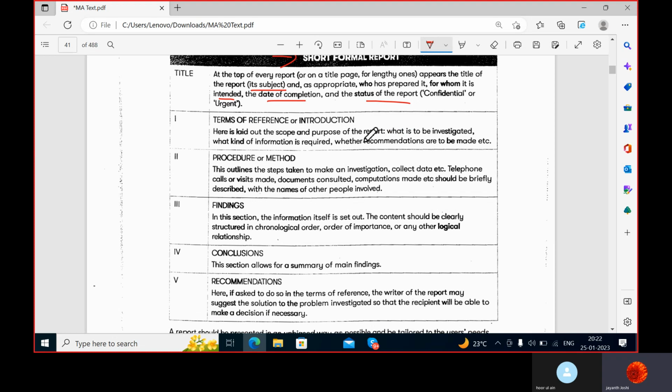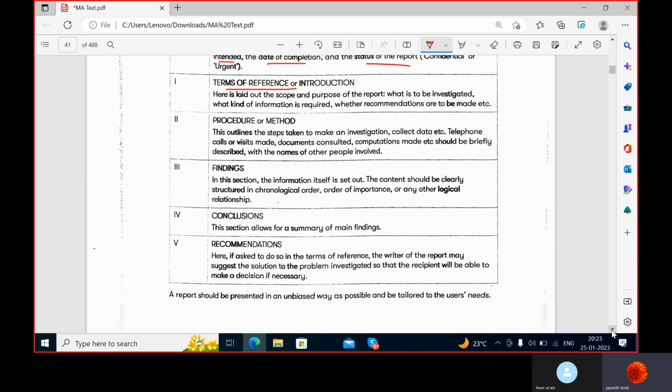Here is laid out the scope and purpose of the report: what is to be investigated, what kind of information is required, whether recommendations are to be made, etc. So this is what you will be seeing in the terms of reference: what the report is made for, what investigation you are going to do, and whether some recommendations are to be made or not. Then procedure or method. This outlines the steps taken to make an investigation and collect data.